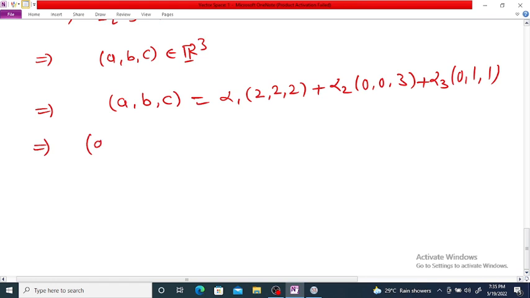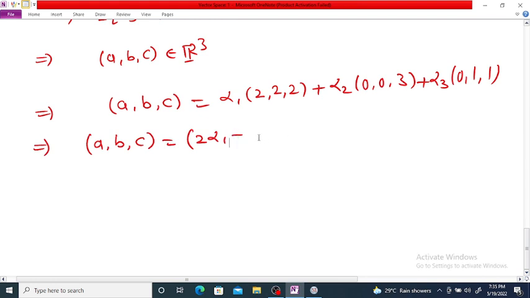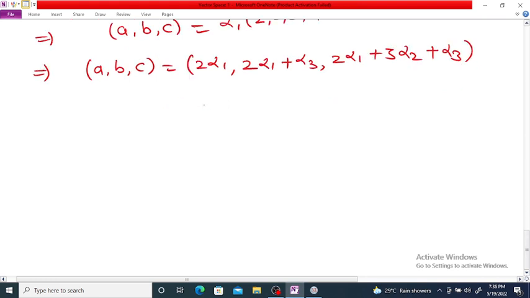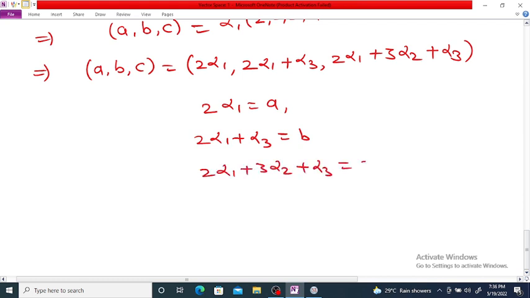Now if we simplify this, then we get (a, b, c) is equal to 2 alpha 1 plus 0 alpha 2 plus 0 alpha 3, so it is only 2 alpha 1, then 2 alpha 1 plus 0 alpha 2 plus alpha 3, and the last 2 alpha 1 plus 3 alpha 2 plus alpha 3. So now if we equate the LHS and RHS, we get 2 alpha 1 is equal to a, then 2 alpha 1 plus alpha 3 is equal to b, and 2 alpha 1 plus 3 alpha 2 plus alpha 3 is equal to c.